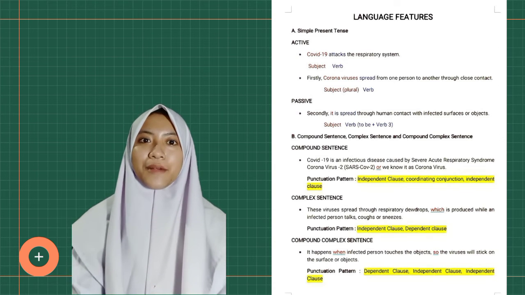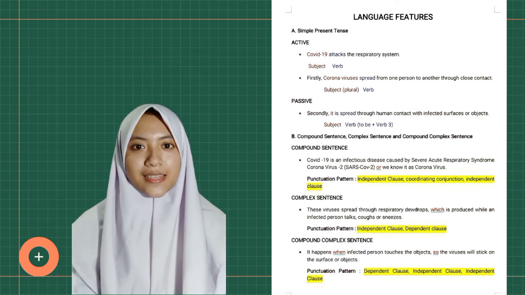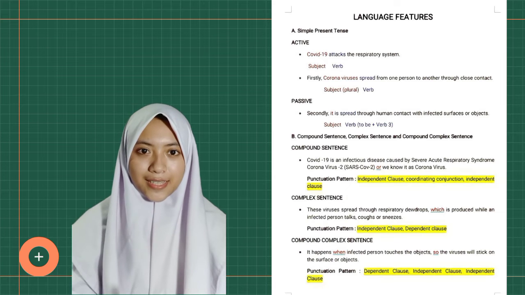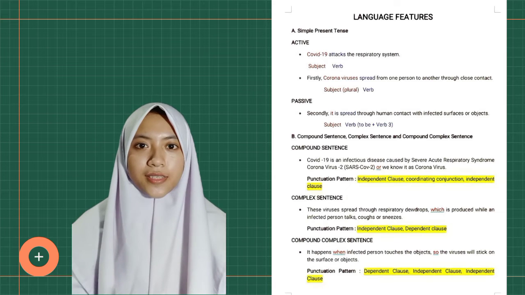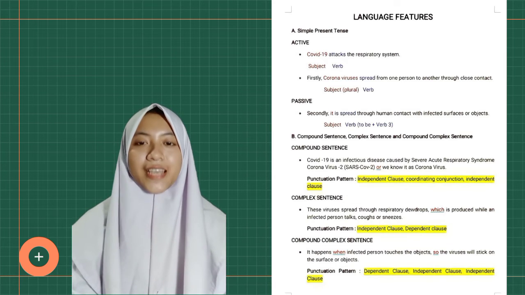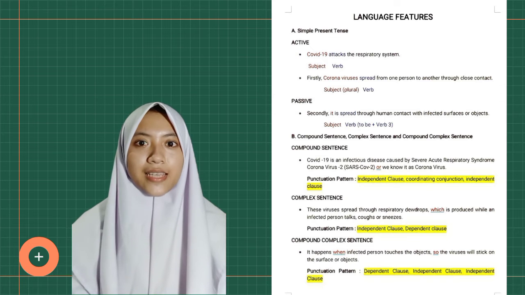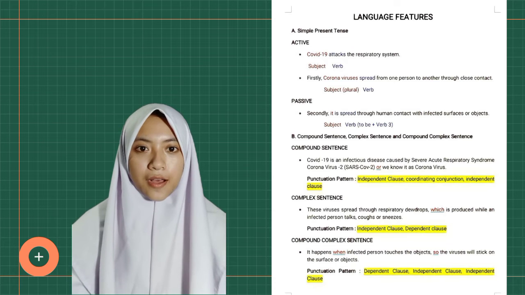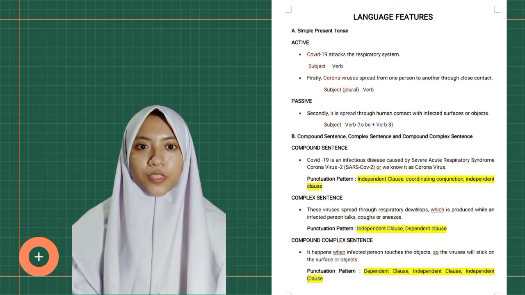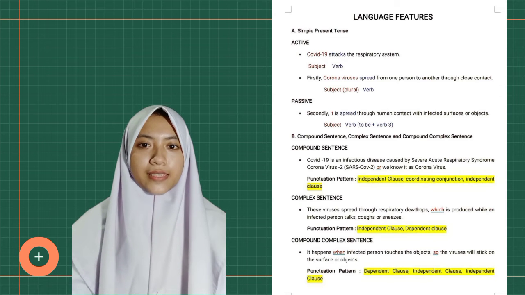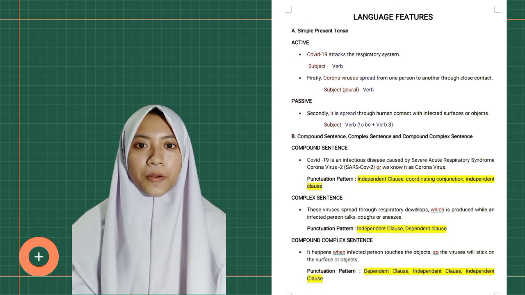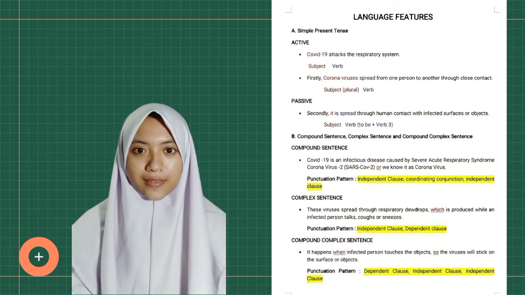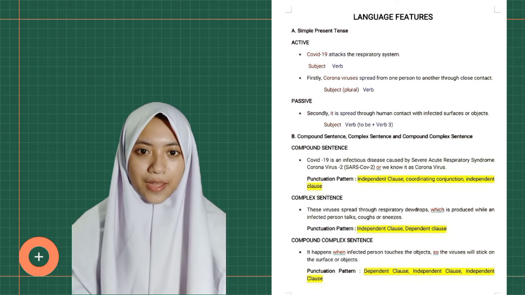B. Compound sentence, complex sentence, and compound complex sentence. Now let's discuss about compound sentence first. The example, COVID-19 is an infectious disease caused by severe acute respiratory syndrome coronavirus 2 or SARS-CoV-2, or we know it as coronavirus. The punctuation pattern is independent clause, coordinating conjunction, and independent clause.